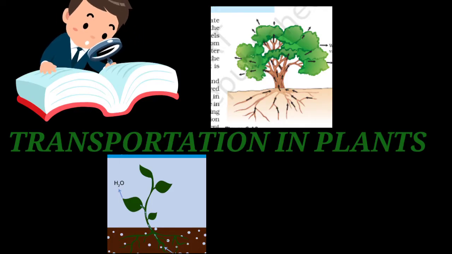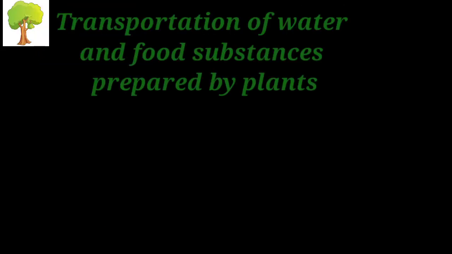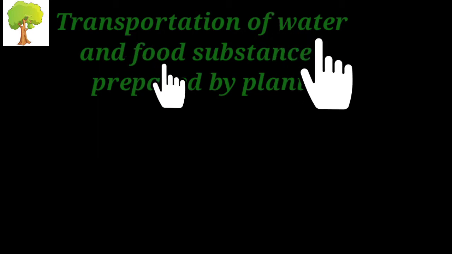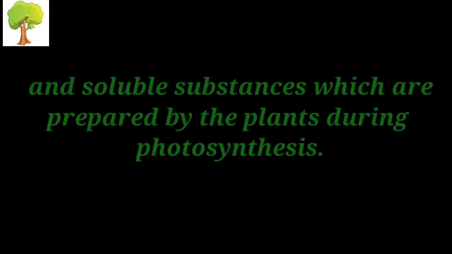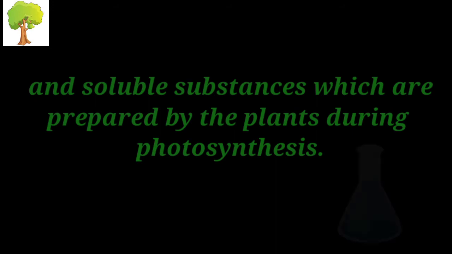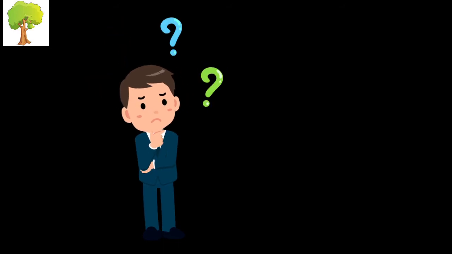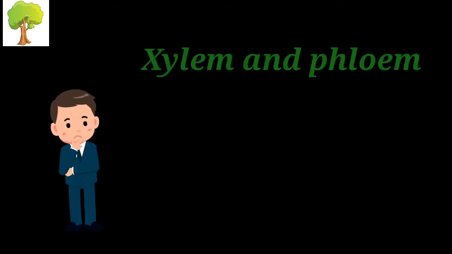Hello students, today we will study transportation in plants. What are the things which will be transported? They are water and food material or soluble substances which are prepared by the plant by the process of photosynthesis. So what are the tissues which transport these things? They are xylem and phloem.